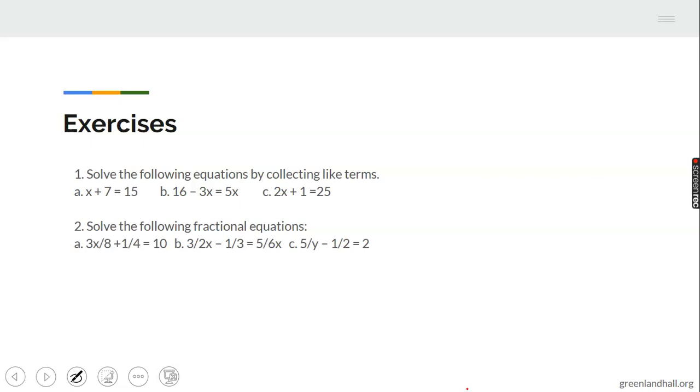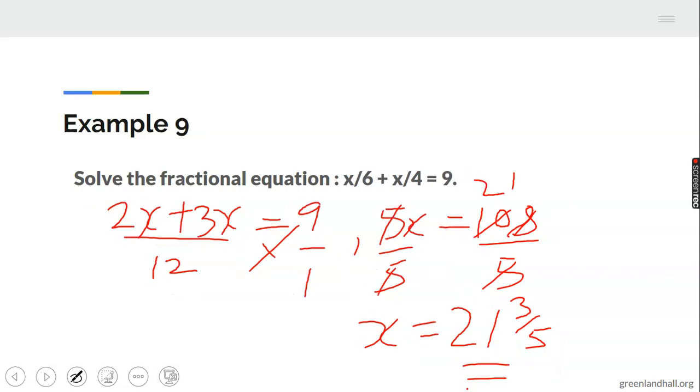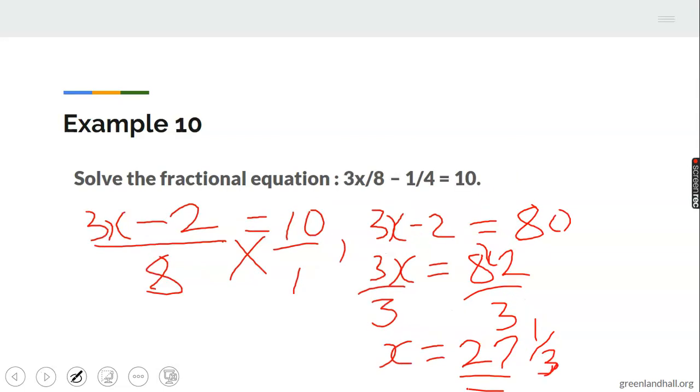Don't forget, there are many ways of solving in mathematics. It does not really matter that you follow my own method. Like I did here, you can collect your like terms here. Instead of going through this, you can just transfer this to this side. That will give you 3x over 8 equals 10 plus 1 over 4. Then you find the LCM there, and you still get the same thing. But if it is this, you can't do that, because these are the same term.